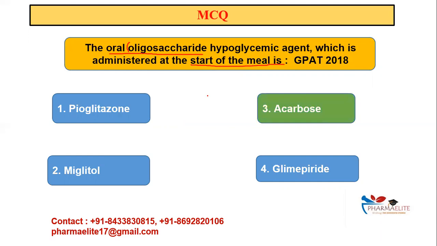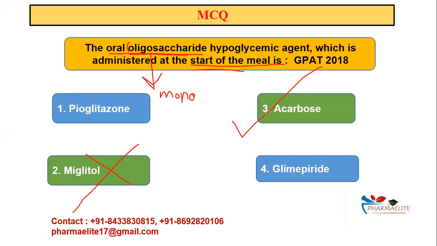So some of you might have thought that it could be Miglitol also. Why not Miglitol? It is also given at the start of the meal. But no, remember the word oligosaccharide speaks for it. So this cannot be the answer. The answer is only one, Acarbose. If they would have asked you about monosaccharide, then the ones which resemble monosaccharide, Miglitol could have been the answer. I hope you understand, and you take out those keywords from the question and get the answer.